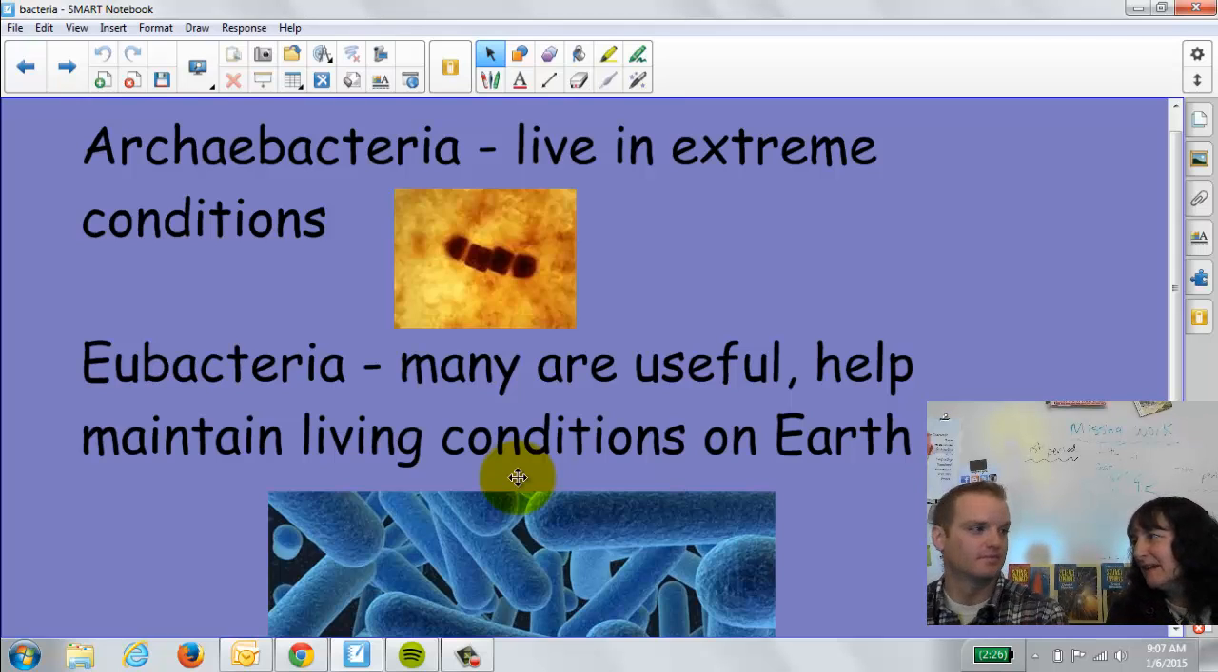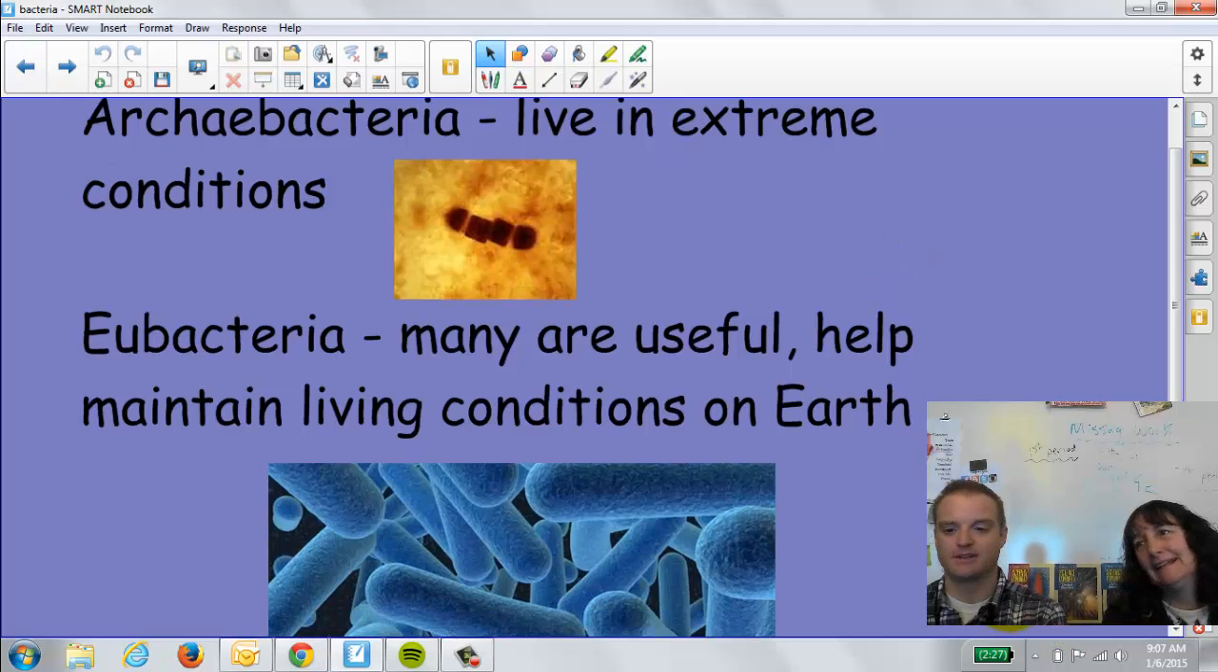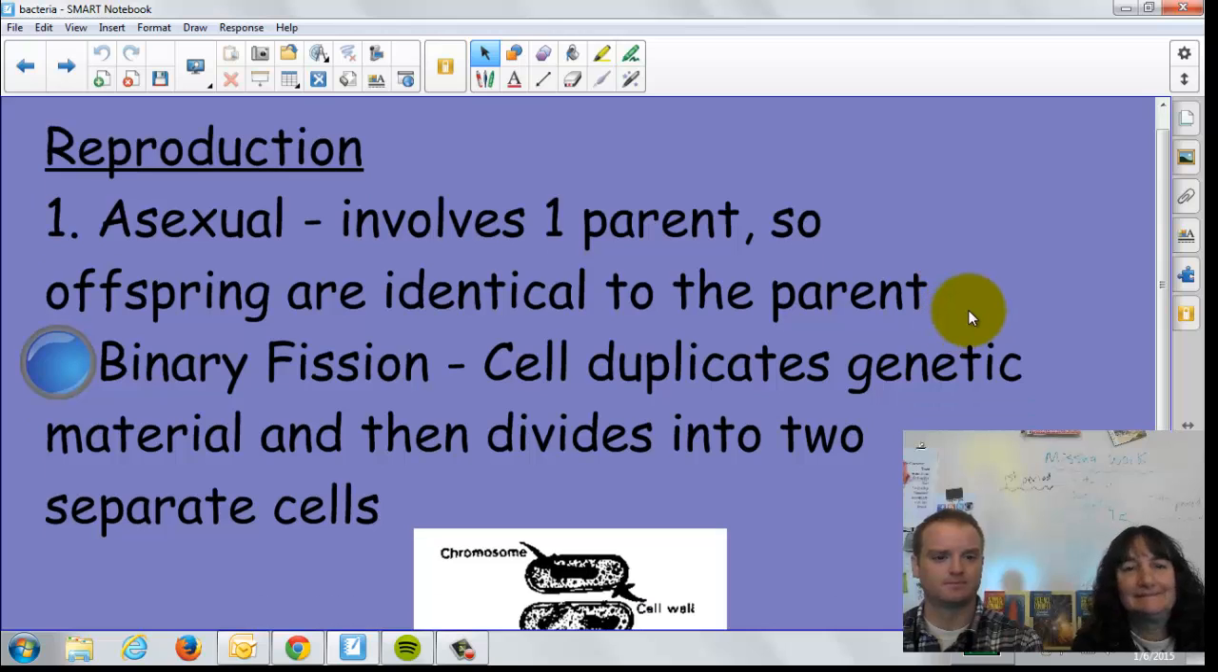And then the eubacteria, those are the ones we think of more when we think of bacteria. They're just the ones on the desk and on your skin. A lot of them are helpful. We can't think of them as being bad because we really need a lot of them, and they help maintain the living conditions on Earth. Bacteria, by and large, are good for us, and they get a bad rap. Just a few bad apples make you sick, but most of them are good.